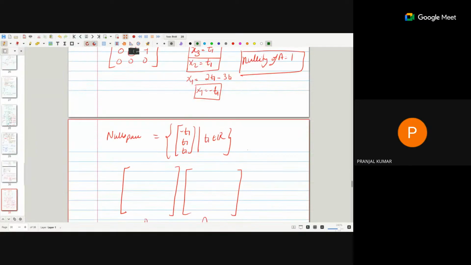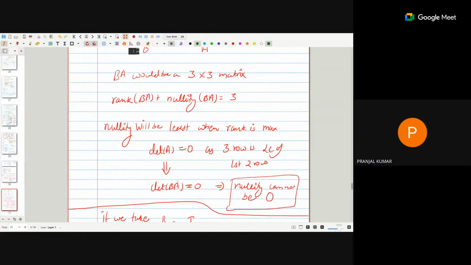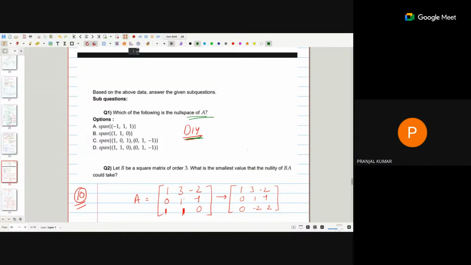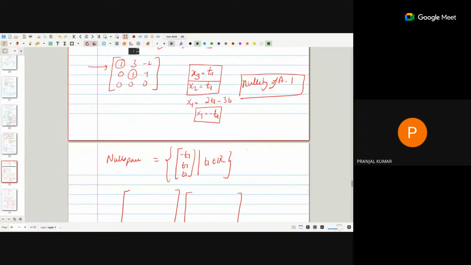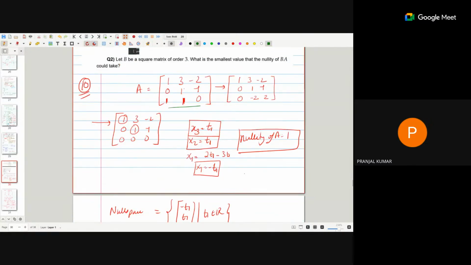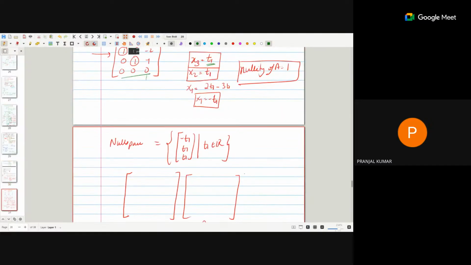Fine. Then I think I have done it anyway. So this is your row echelon form. I have written the free variable, which is x3, and assigned it a parameter. Then I've expressed the dependent variables in terms of free variables. So I got this as my null space, which is (-t1, t1, t1). Okay, so this is your null space.